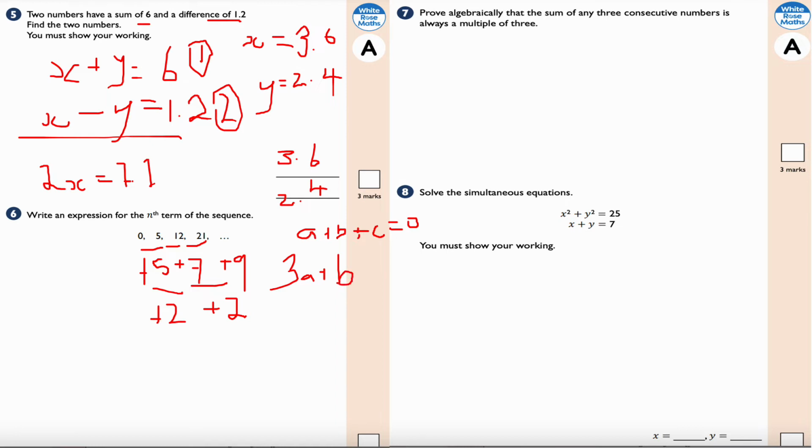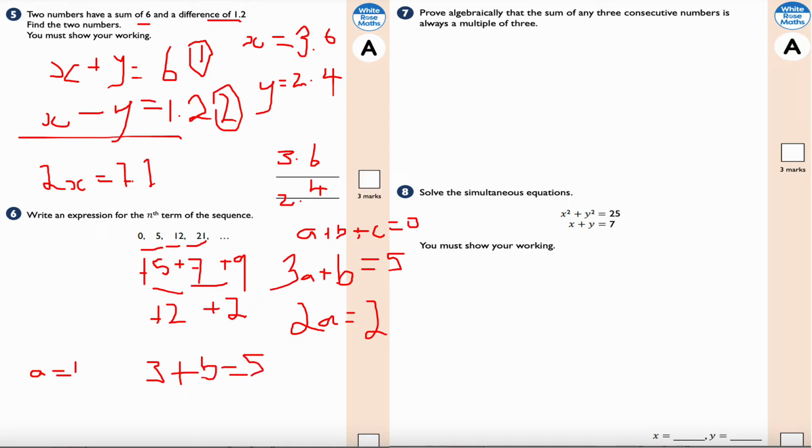So the first difference is equal to 5, and the second difference, that 2a, is equal to the second difference, which is 2. Okay, I've now got a system of equations that I can just solve for a, b, and c. 2a equals 2. Straight away, that tells me that a has to equal 1. I then sub this into this equation. I get 3 plus b is equal to 5.